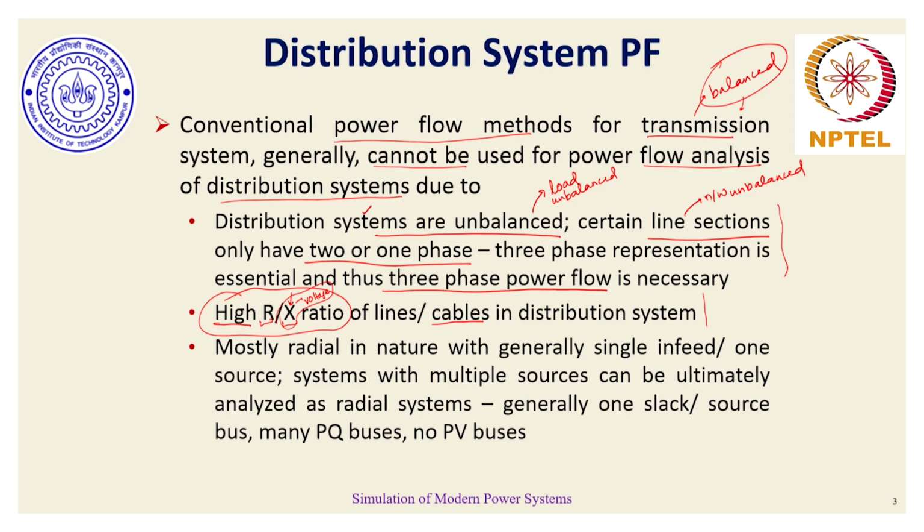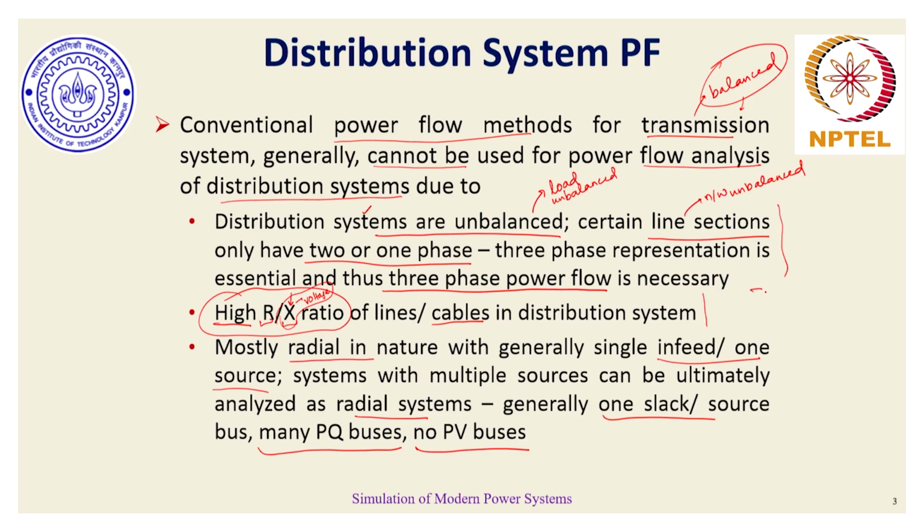And also, as I mentioned, distribution networks are mostly radial with single in-feed or one substation source systems. Systems with multiple sources can ultimately be analyzed as radial systems, wherein we usually have one slack or source bus, and there are many PQ buses. Often there are no PV buses present, unless there is a distributed generator present in the distribution system somewhere.